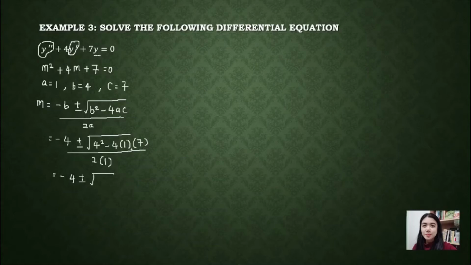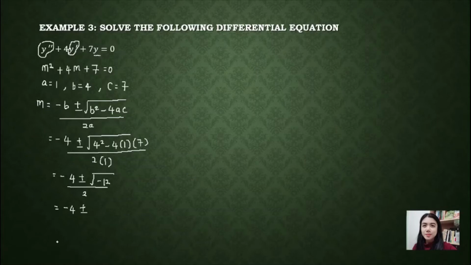The things inside the square root: you have 4 squared, so 4 squared is 16, minus 4 multiplied by 7, which is 28. 16 minus 28 will give you minus 12. And then we have divided by 2. So let's just look at the things that are inside the square root.